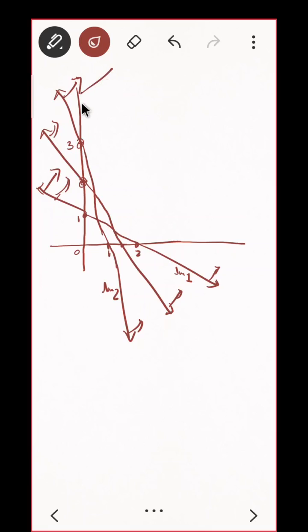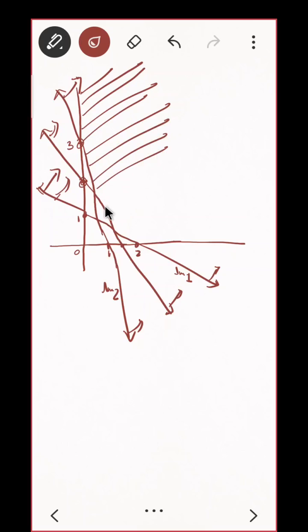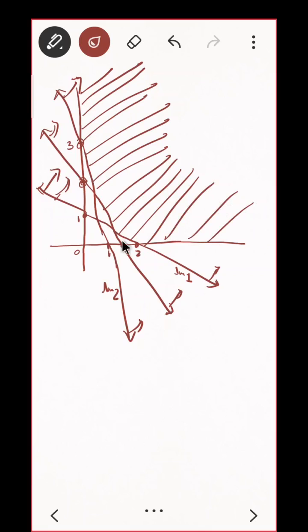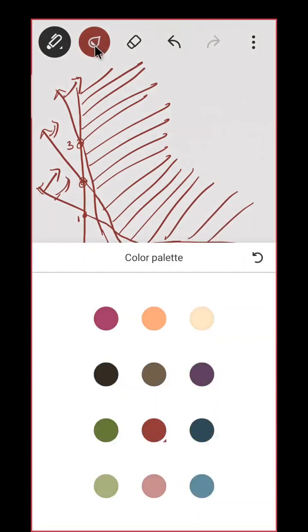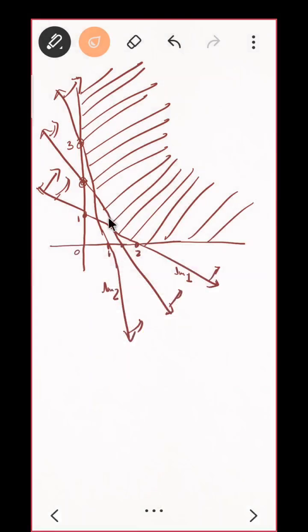Perfect, outer side. This will be the feasible region. And what are the corner points here? Can one tell me? What are the corner points? And how many points are there? Should I start naming them? E, B, C, D, something like that. Let me put this as E and this as B. This is A, this is B, and what else? This is C, and what next? This is D.